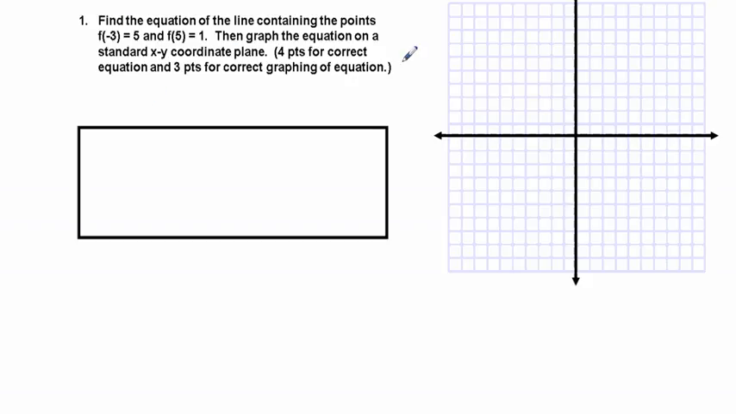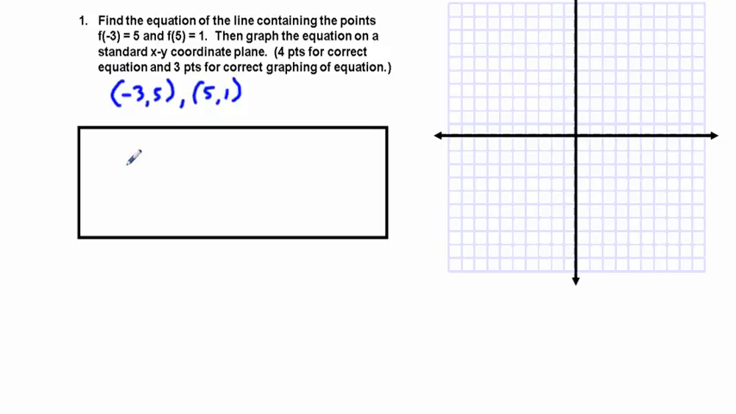Problem 1, find the equation of the line containing the points f of -3 equals 5 and f of 5 equals 1. So what these are really, this f of -3 equals 5, is going to be the 2 points, -3, comma 5, and also input of 5, output of 1.